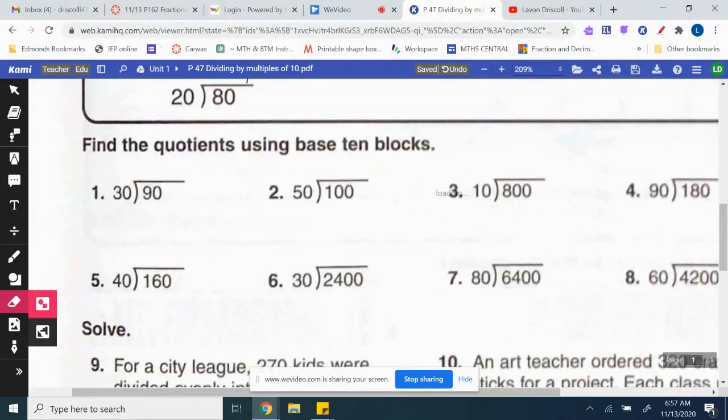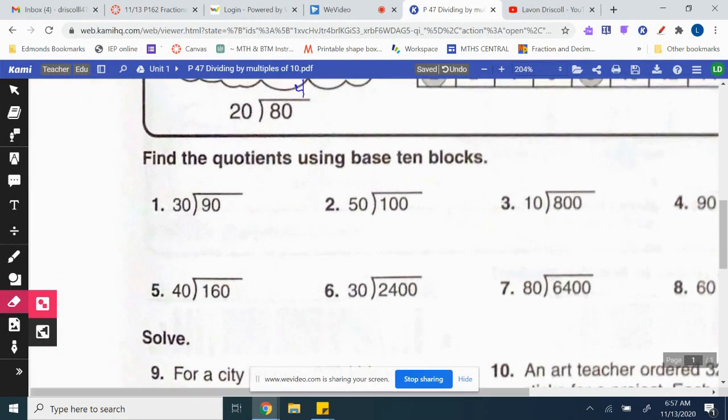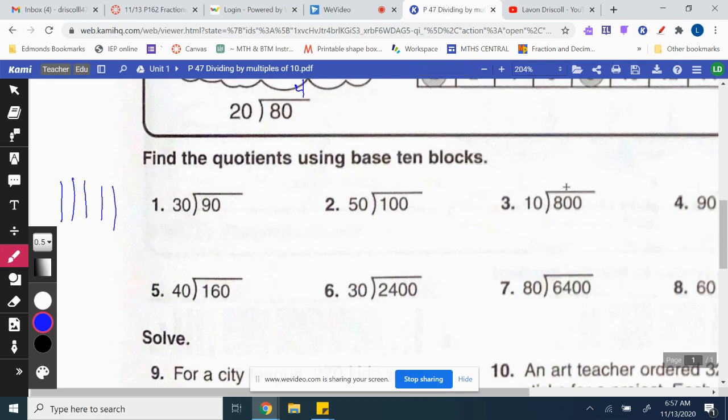Let's try looking at 90. If I'm using base 10 blocks and each stick is 10, I have 10, 20, 30, 40, 50, 60, 70, 80, 90. And I'm going to take away 30 each time. So 10, 20, 30, then 10, 20, 30, and then 10, 20, 30. If I subtract 30 repeatedly from 90, I'm going to get 3 times.